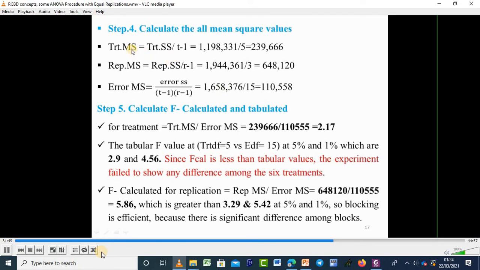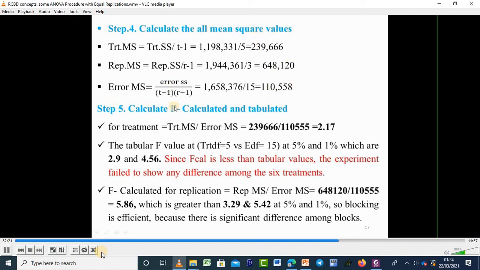To estimate the treatment mean square, we have to divide the treatment sum square by its degree of freedom, and we get this much value. We have 6 treatments and 6 minus 1, 5 degrees of freedom. Then if we divide this one by this one, we will have this one. Similarly, by dividing each value, we will have this much value.